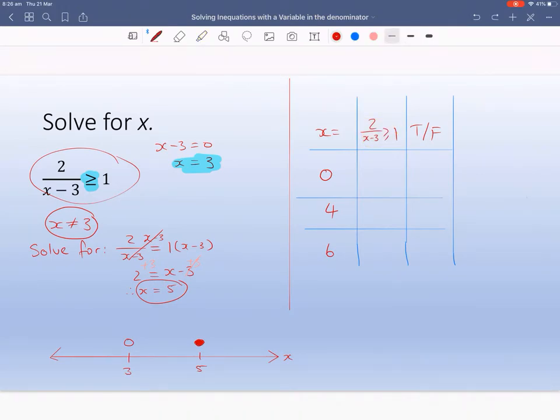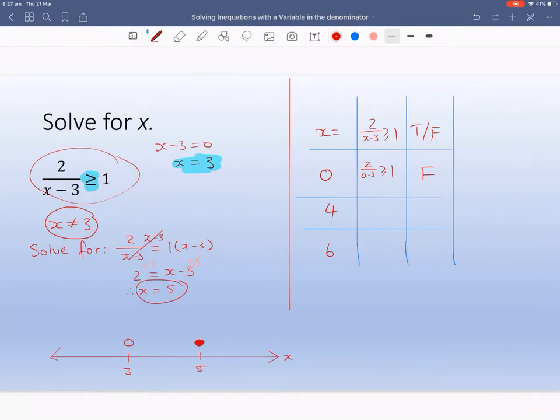Okay, so let's do it. Let's substitute 0 into it. So I'm going to go 2 over 0 minus 3. So that's going to be negative 2 over 3. Is that greater than or equal to 1? It doesn't seem to be, because it's a negative number, so it can't be greater than 1. So this is false, okay? So what do we know? That the inequality does not exist in this region over here. So it does not exist in that region over there. That's all we're saying.